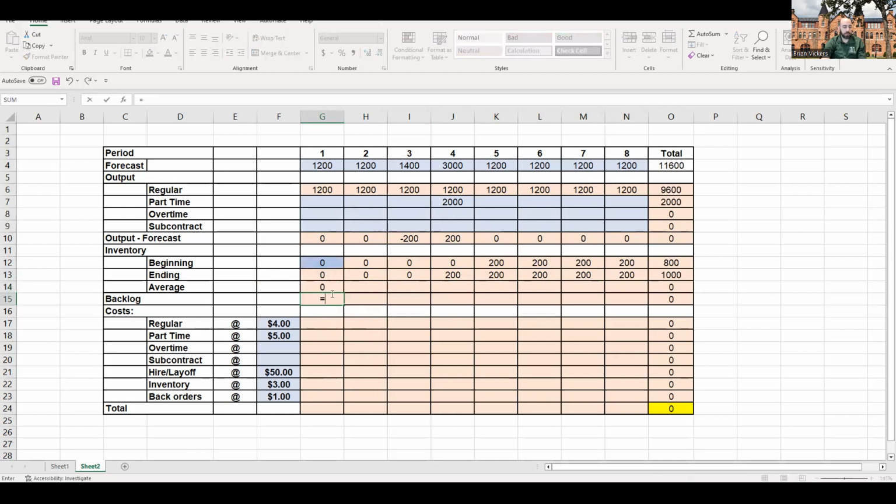Backlog is also going to be an equals if statement. If the same value we did earlier, second set of parentheses, beginning inventory, or rather output minus forecast plus beginning inventory minus backlog is less than 0, then show me the absolute value of that number. Basically, show me what I would have put into ending inventory if it came up with a negative number. So this number plus this number minus 15. Otherwise, show me nothing under backlog.